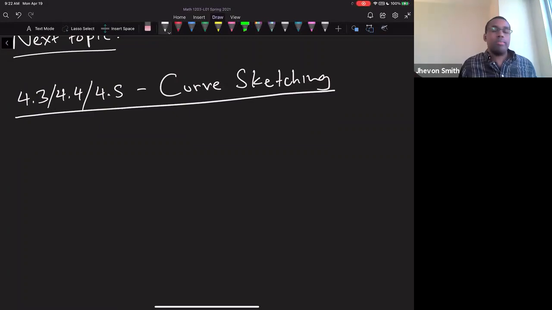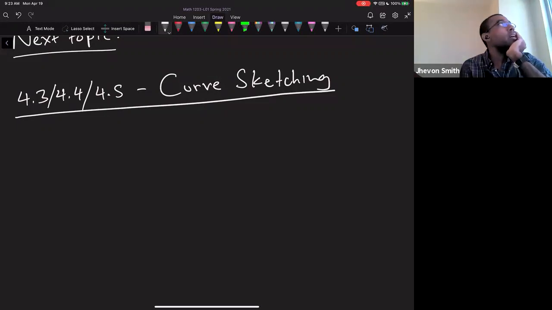Now, of course, in real life, you're never going to be sketching a curve by hand. Let's be real. The point of doing this topic is that it's proof that you would actually know about some other topics that you should know about. So that is the point. You will be able to, in some tangible way, prove to me that you understand what it means to be an asymptote, what it means to be concave up or concave down.